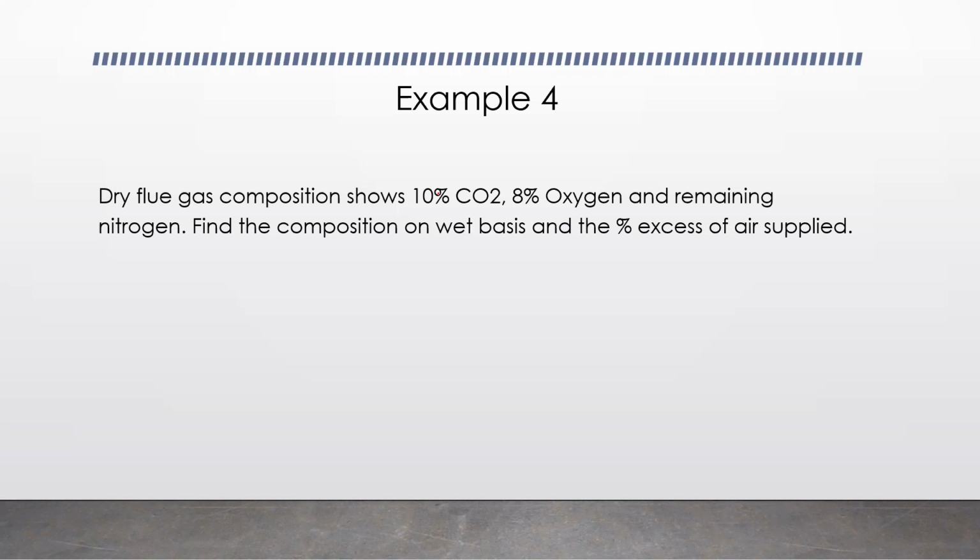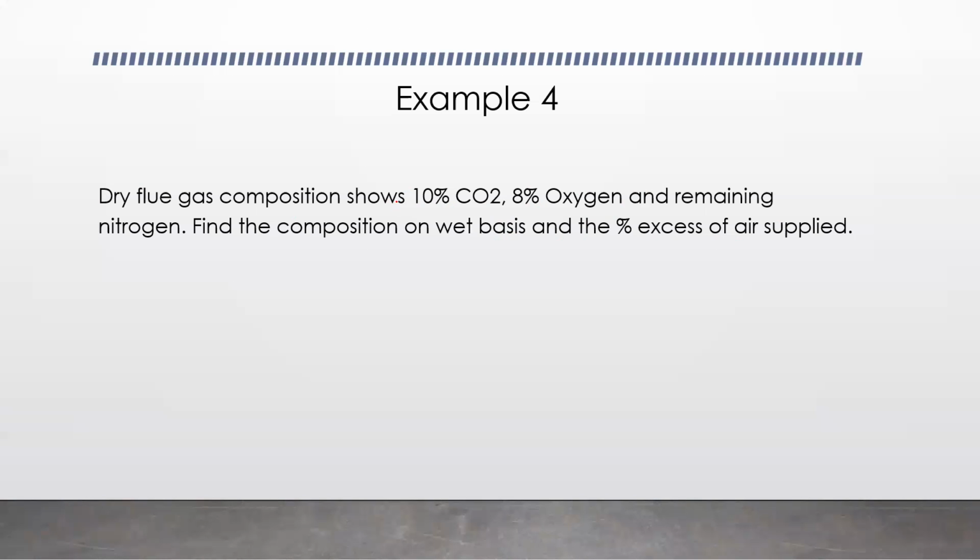Dry flue gas composition shows 10% carbon dioxide, 8% oxygen, and remaining nitrogen. Find the composition on wet basis and the percentage excess of air supply. So this is what we have. Carbon dioxide is 10 kilomoles, oxygen is 8 kilomoles, and nitrogen is 82 kilomoles. All right.